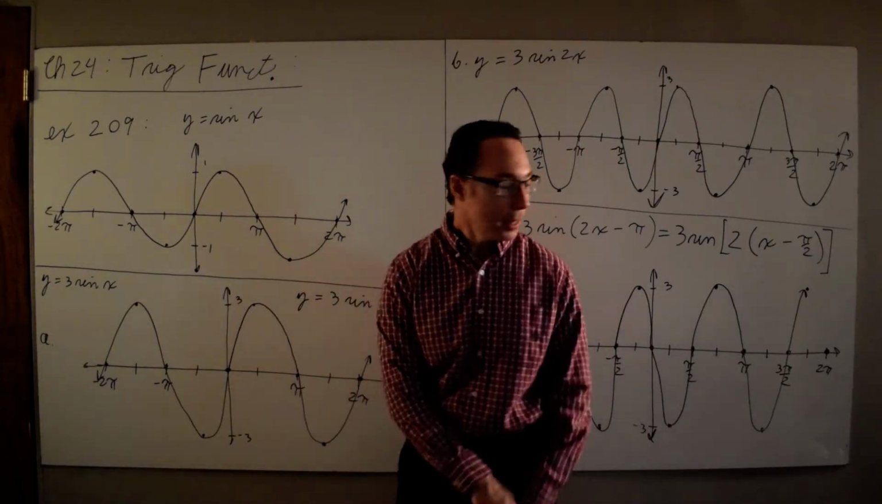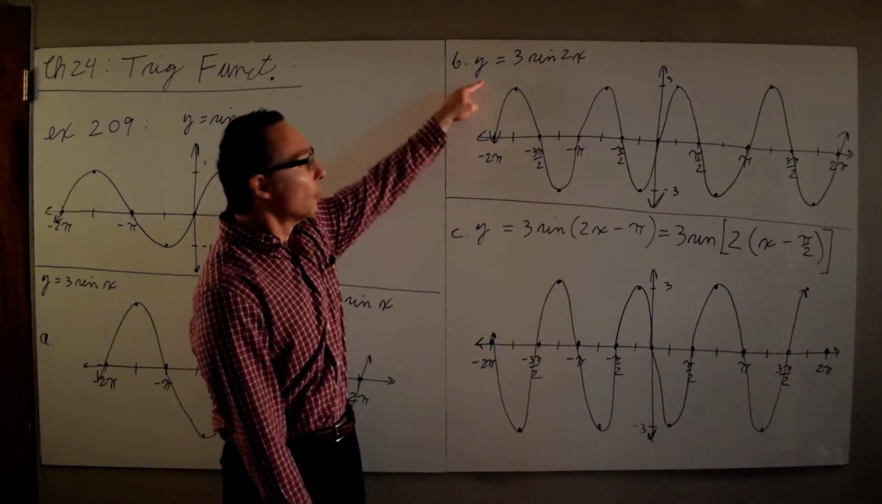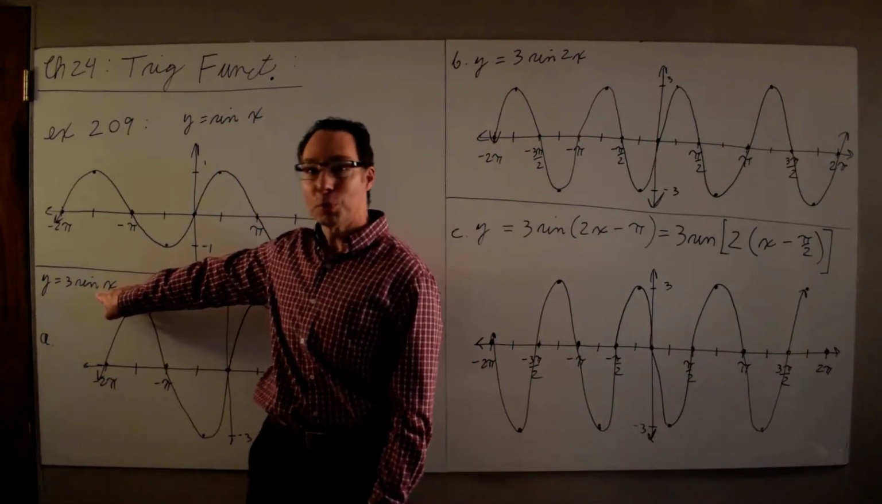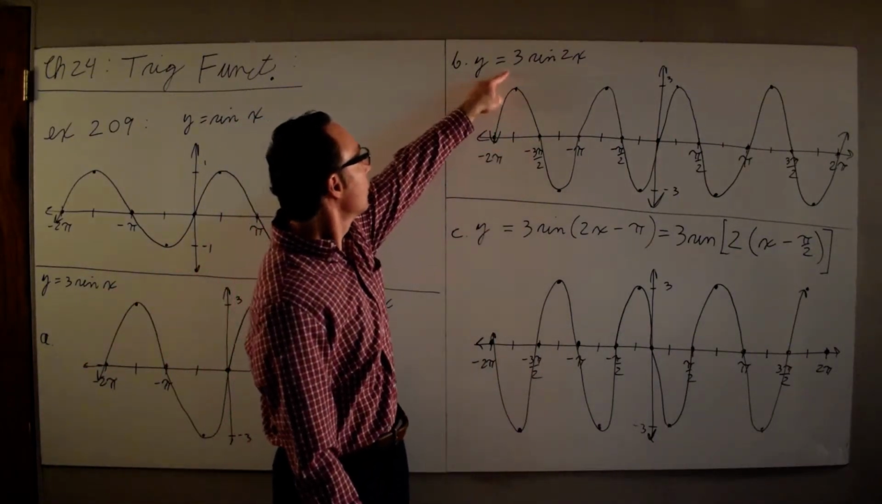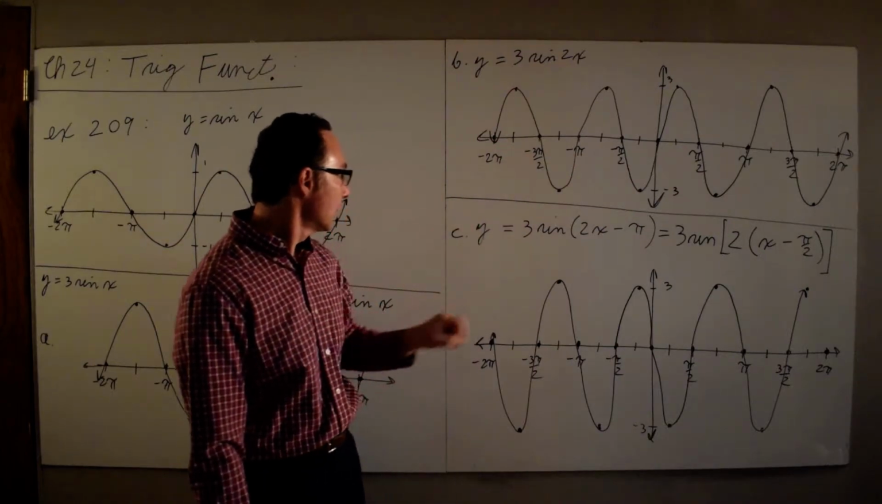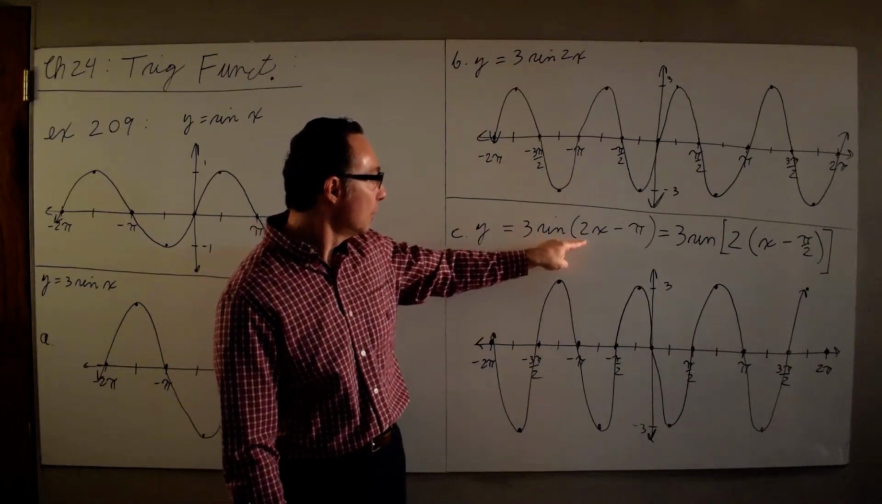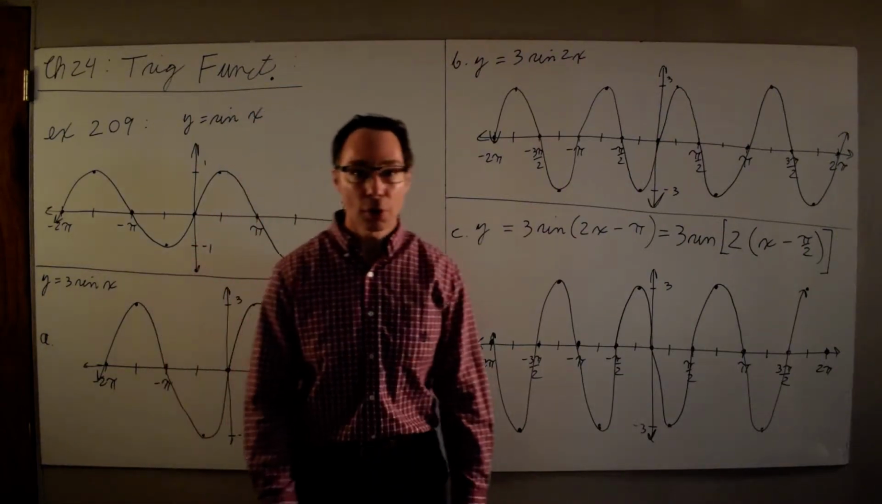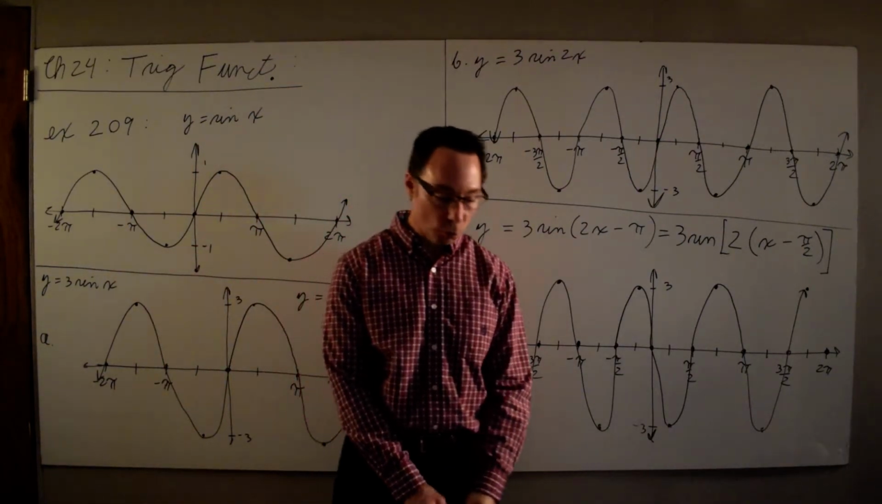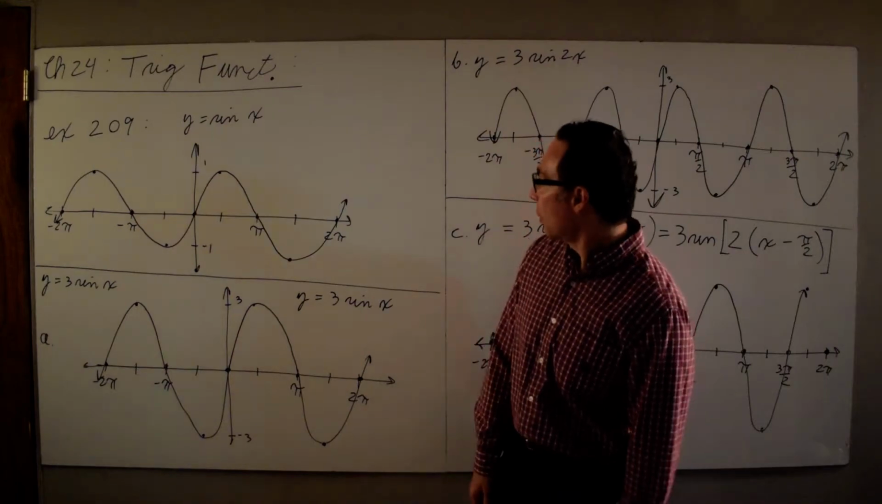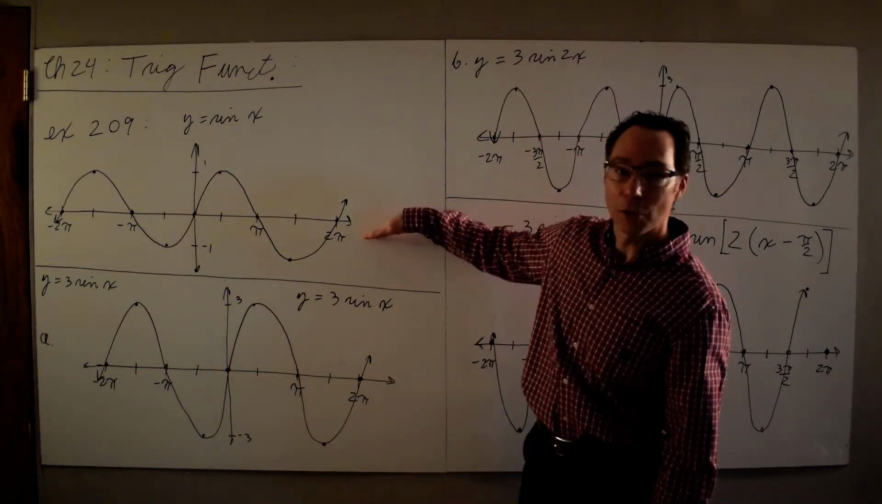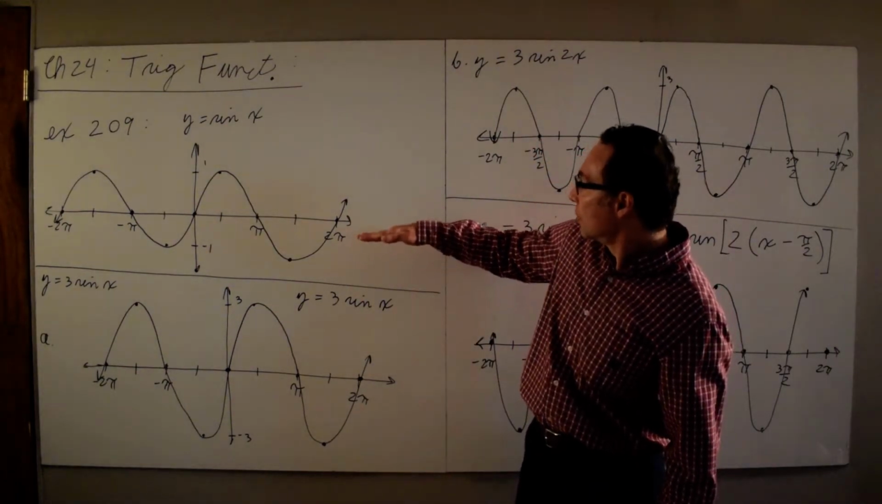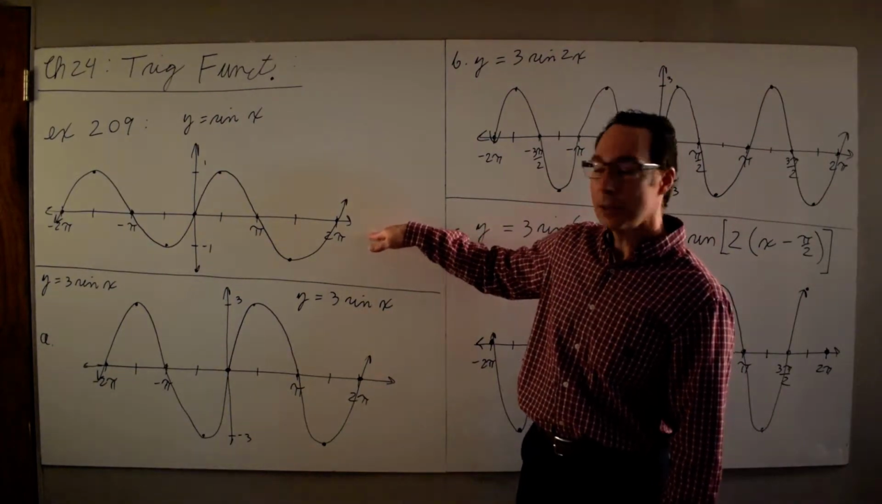y equals sine x, y equals 3 times sine x, y equals 3 times sine 2x, and y equals 3 times sine 2x minus pi. And so we're going to use our transformations that we learned in chapter 14 to graph these three functions. Our parent function is sine x. So the graph of y equals sine x is given in the notes.